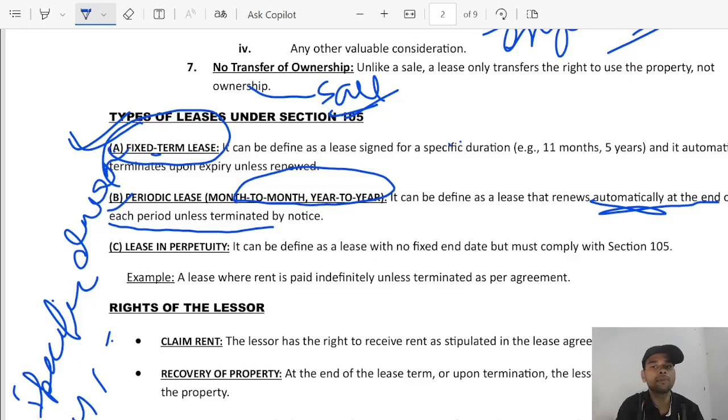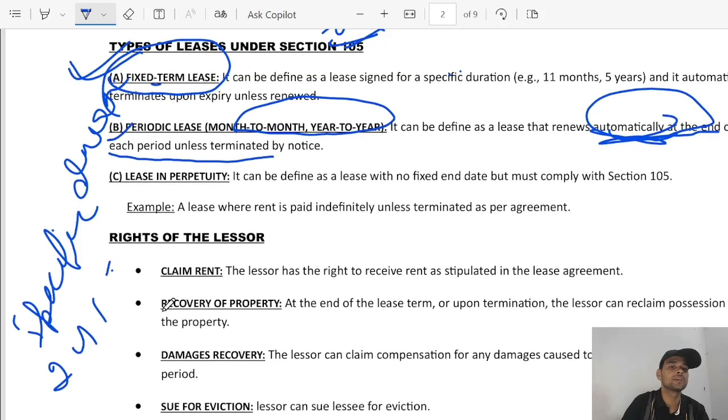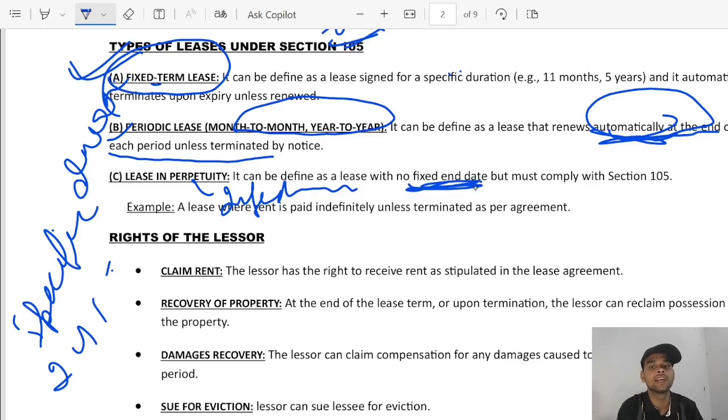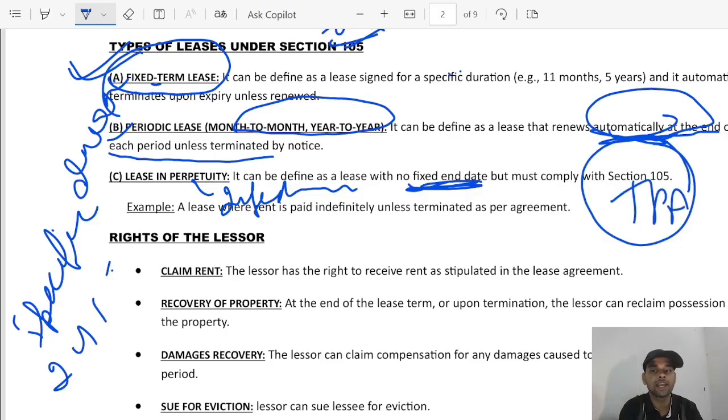The main crux is that these kinds of leases are automatically terminated at the end of each period. Third is lease in perpetuity, that is for an indefinite period of time. These leases have no fixed end date, but must comply with Section 105 of Transfer of Property Act. For example, a lease where rent is paid indefinitely unless terminated as per the agreement.